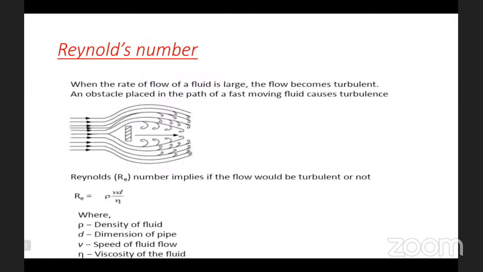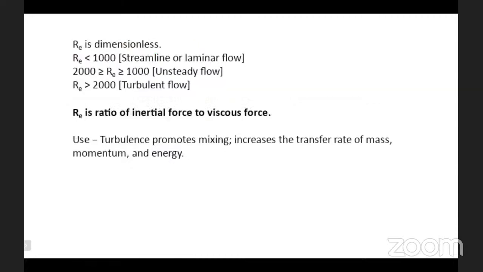Reynolds number is very important, along with the venturimeter. When the rate of flow of the fluid is large, the flow becomes turbulent. Turbulent means zigzag flowing of the water. An obstacle placed in the path of the fast moving fluid causes turbulence. The Reynolds number implies whether the flow would be turbulent or not. RE equals rho VD by eta, where rho is the density of the fluid, D is the dimension of the pipe, V is the speed of fluid flow, and eta is the viscosity of the fluid.